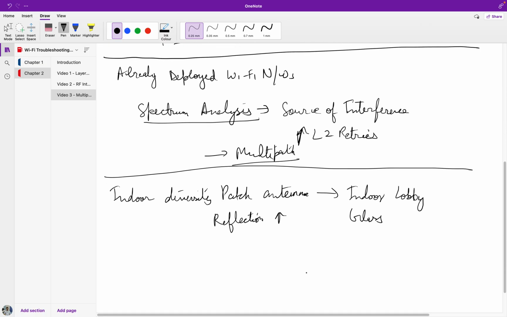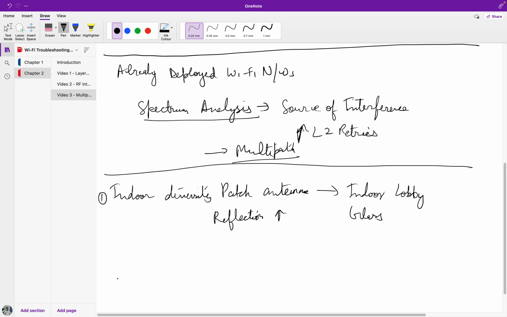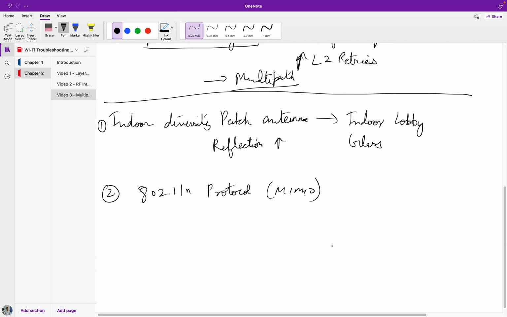That's where you use, number one, indoor diversity patch antennas, or you can also use the .11n protocol, which uses MIMO and thus prevents multipath. In MIMO there is a technology, and I'm not going to go into detail because this is covered in detail in the fundamentals course. There's a whole chapter on .11n that I've made with 6 or 7 videos, where I've discussed entirely what MIMO is and the other features of .11n. But I'll tell you what this does in a nutshell.